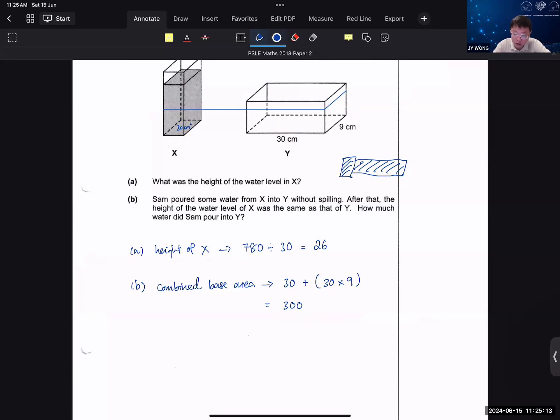Because you have a common height, now in this case, when I pour from X, also understand that the total volume of water doesn't change. So the height in this case now becomes your volume of water, which is 780, divided by your combined base area, which is 300. And that will give you 2.6 cm. So the common height of the water across the container is 2.6.